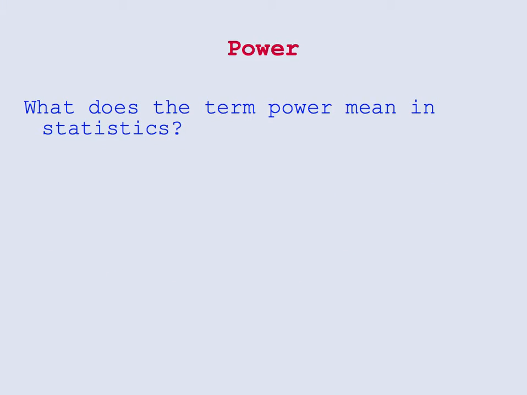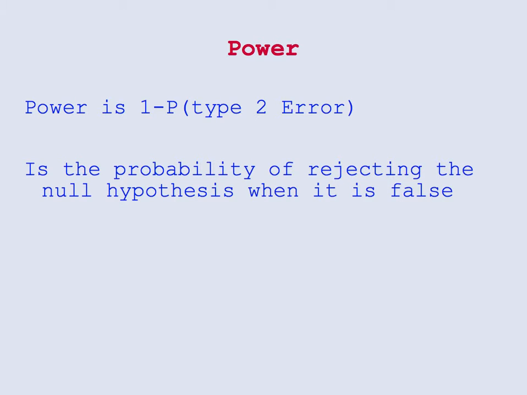Now, more often than the beta error, we will actually see the term power. In statistics, power has a very specific meaning. It is 1 minus the probability of a type 2 error, or it is the probability of rejecting the null hypothesis when it is in fact false.